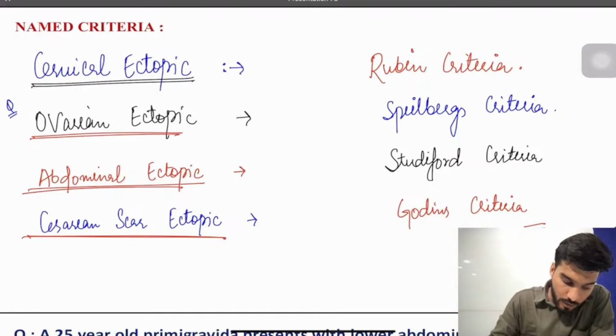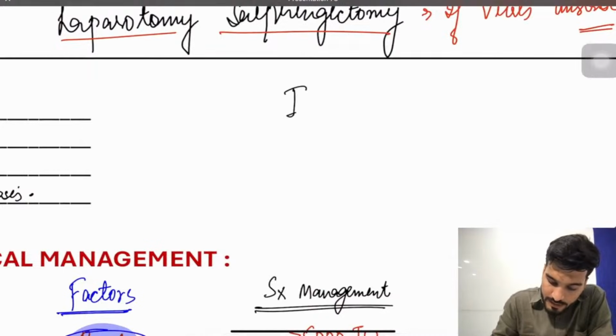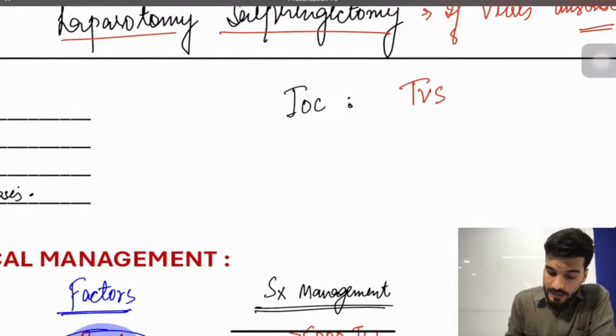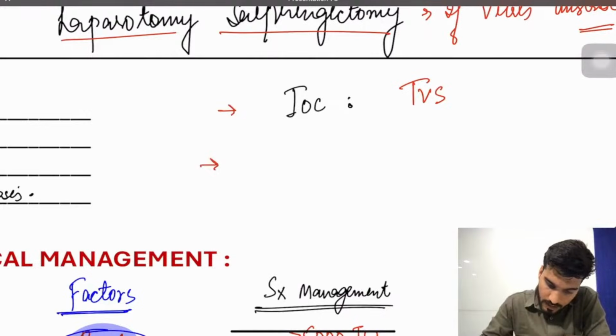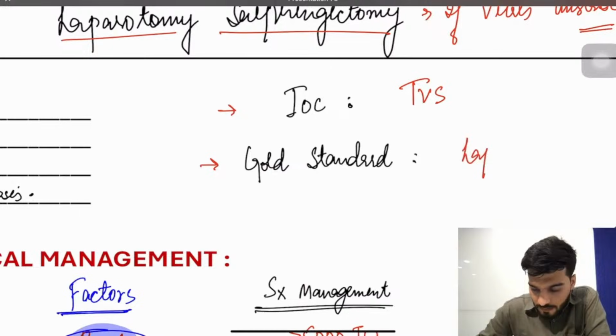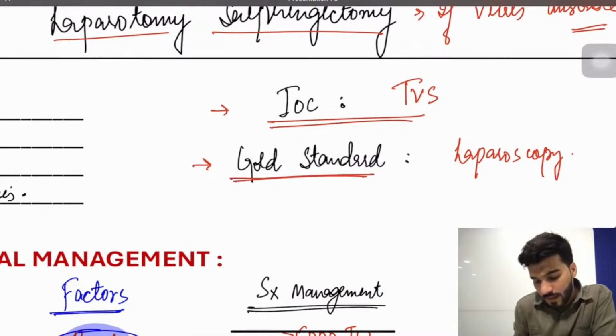Now, if we talk about the investigation of choice in ectopic pregnancy, anyone in the comment section, what is the investigation of choice in ectopic pregnancy? The answer is transvaginal scan. Next, if they ask the gold standard, the answer is laparoscopy.